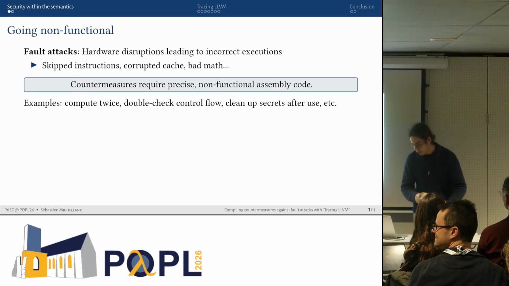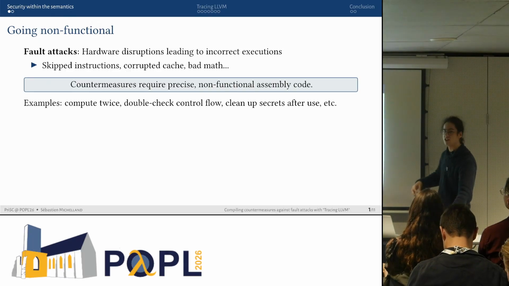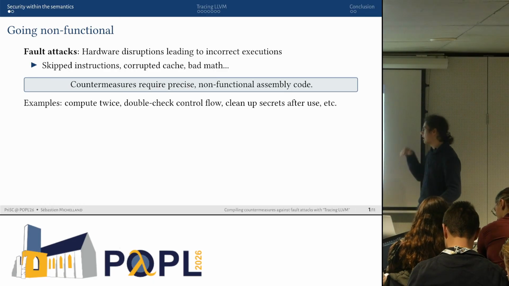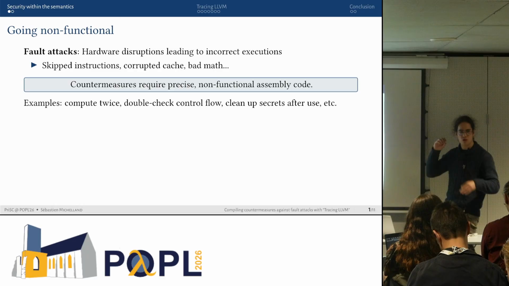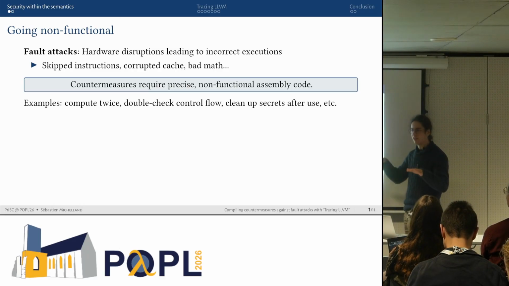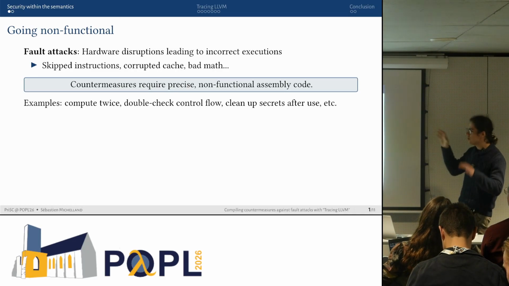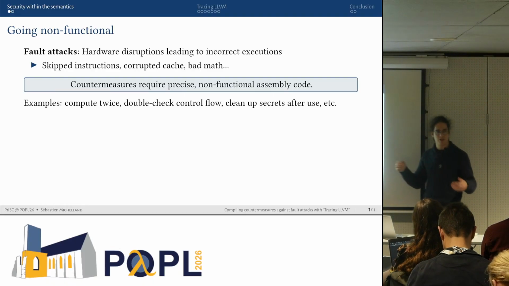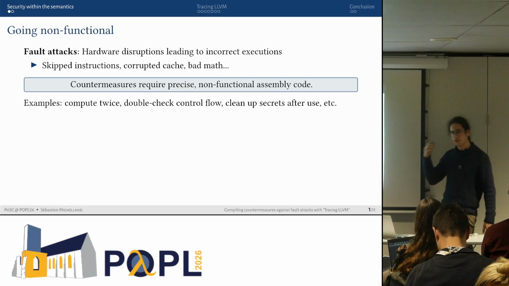We disrupt the hardware on purpose in order to create incorrect executions. These are very powerful attacks. Anything that can break will break. You can have instructions getting skipped, cache entries being corrupted, math being incorrect. Anything can happen. But when you look at this in a principled manner, there are still countermeasures that you can use to make the attacks more difficult, and some of them rely on software.